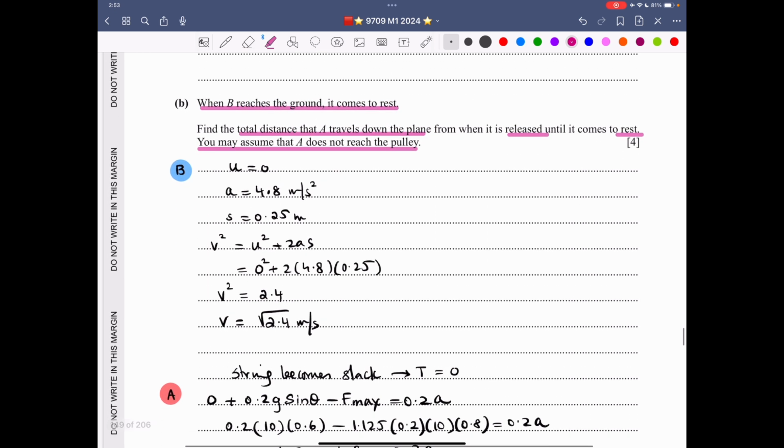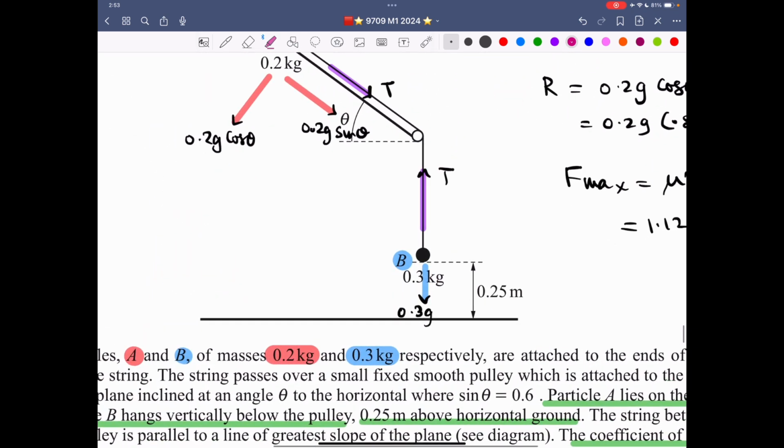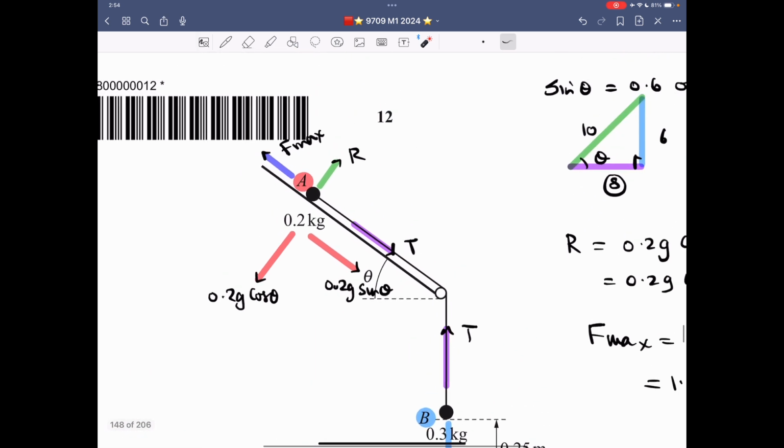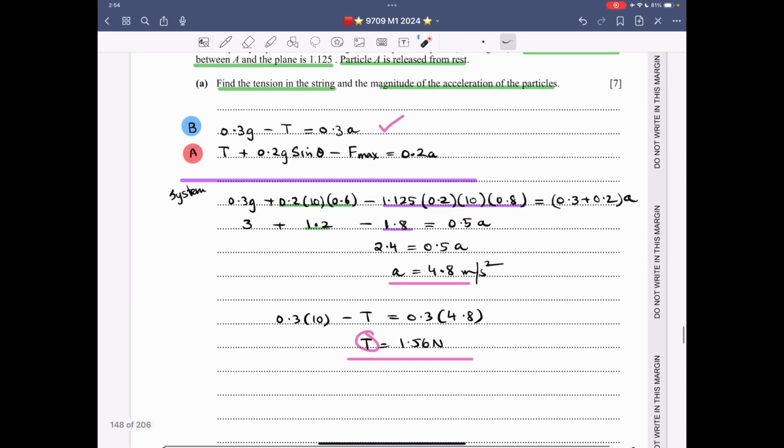Now it says, when B reaches the ground, it comes to rest. So now it's the same old story that we have the acceleration of the system. It traveled downwards. The distance is this. Acceleration is 4.8. Initial velocity is 0. Find the velocity with which the particle hits the ground. And what happens to this particle? So this particle will travel a little bit down before it comes to rest. So that is the story over here.